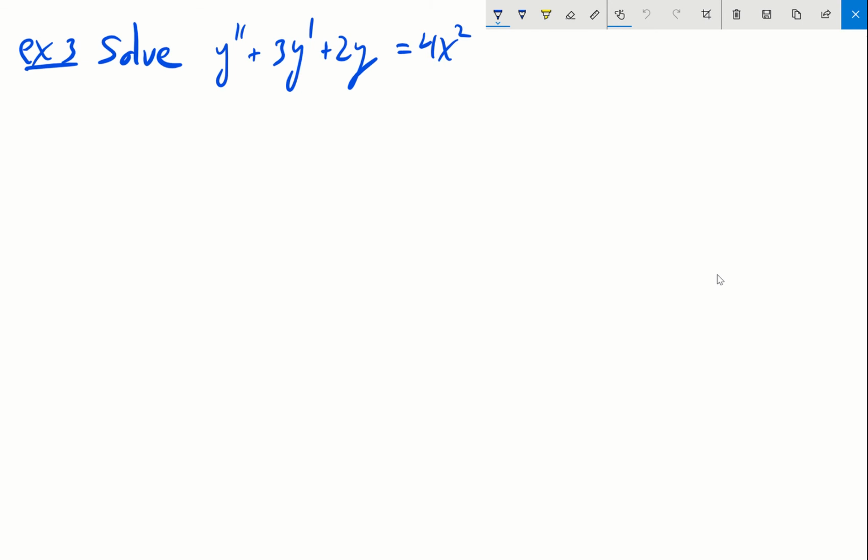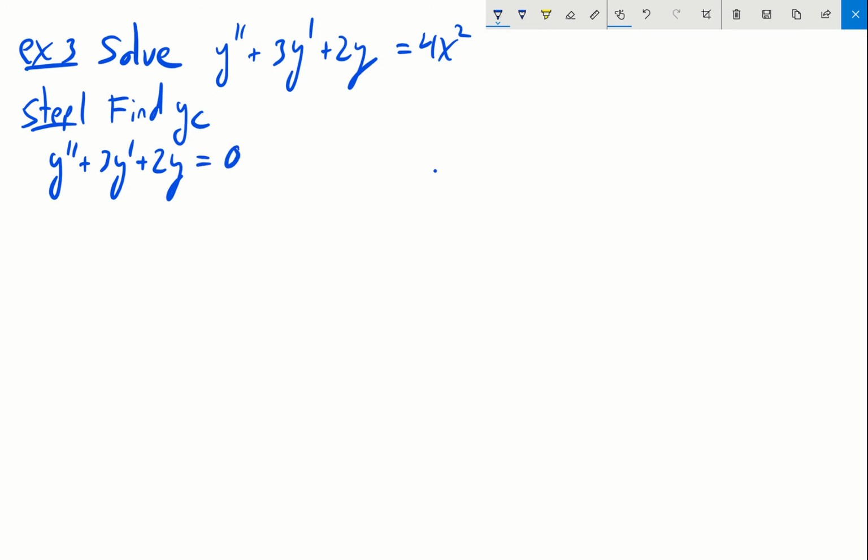Let's now actually go ahead and solve a differential equation by using this annihilator approach. We'll start off as we have throughout the middle of this chapter. The first step will be to find the complementary solution. So we're going to find y sub c, and that is found by solving the homogeneous differential equation y double prime plus 3y prime plus 2y equals 0.